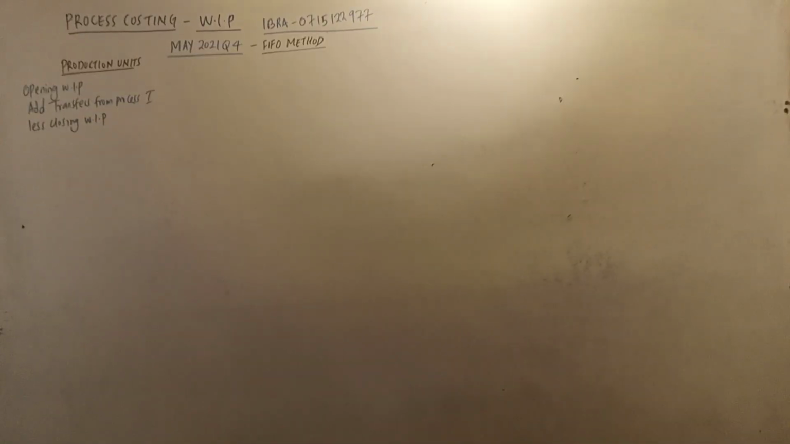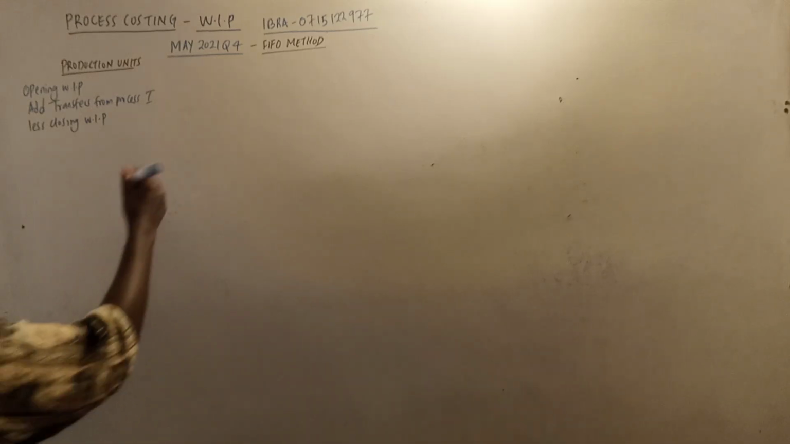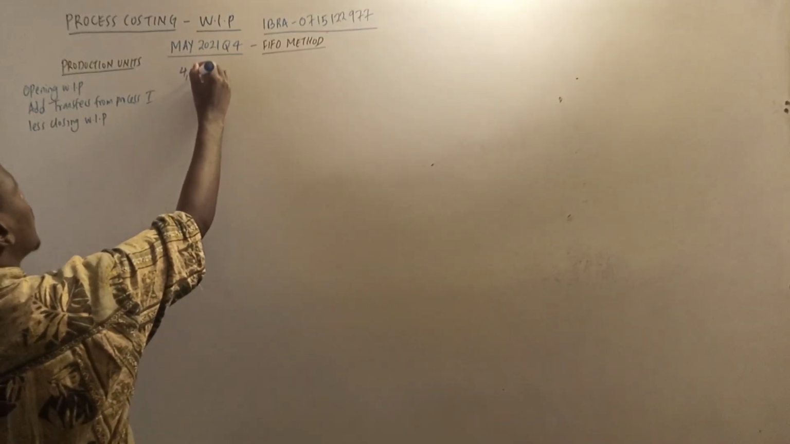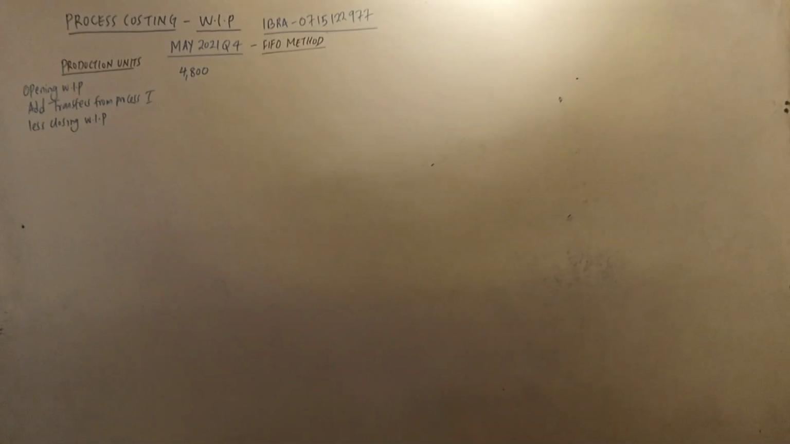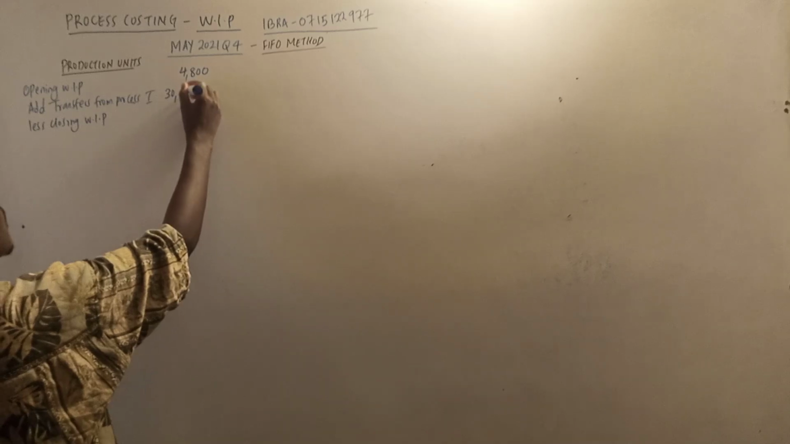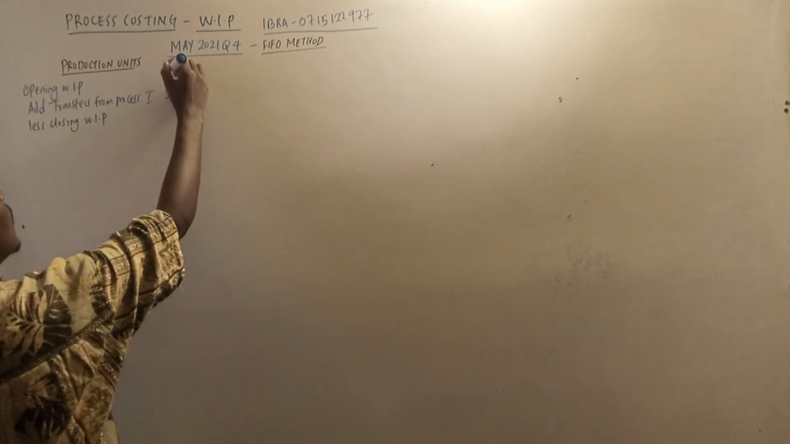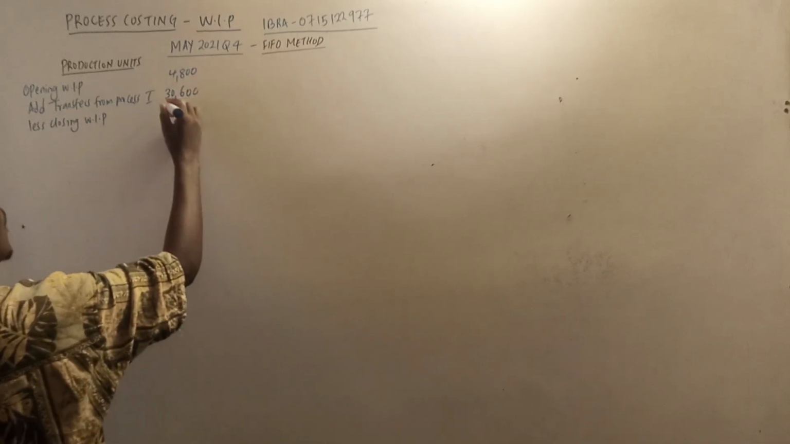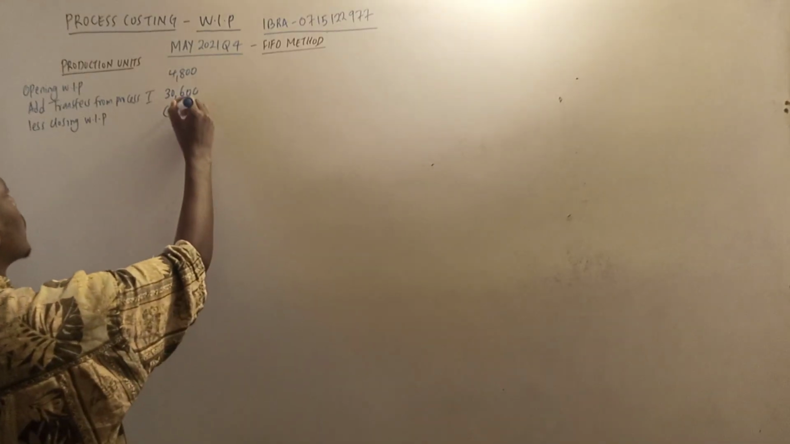So opening stock is in the first information, 4,800 units. Then add transfers from process 1, which amounted to 3,600 units. And then we are supposed to less closing stock. Closing stock is information number 4, 5,400.